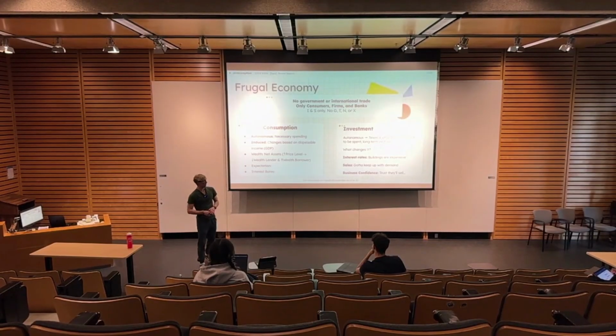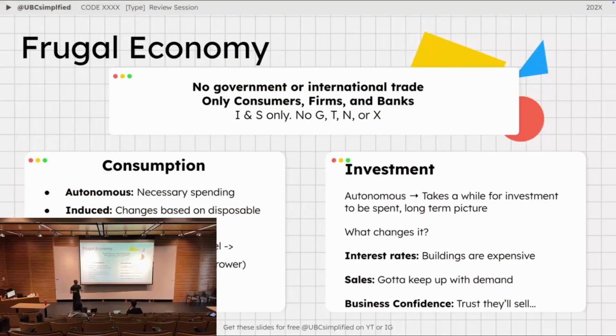It takes time. And a few things that affect investment is, again, interest rates, because buildings are super expensive. They're probably going to get loans. The more expensive the loans are, the more expensive the buildings are, which means the less buildings are being built, like factories. And also sales. So if a company is doing really well in 1 year, odds are they're going to expand their inventories the next year to keep up with those sales because they want to keep up with demand.